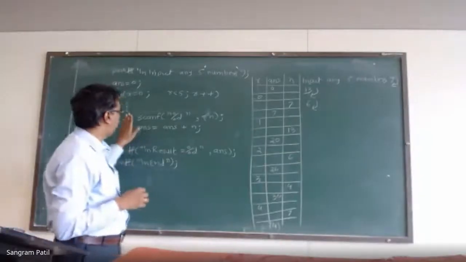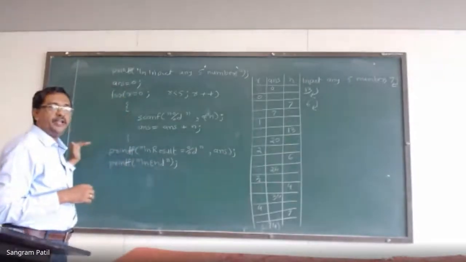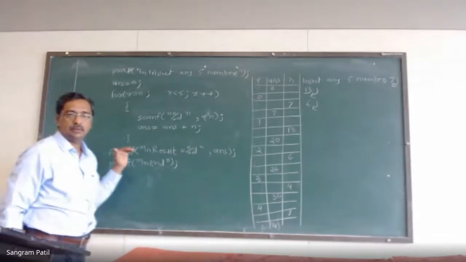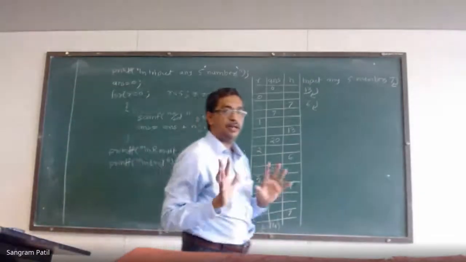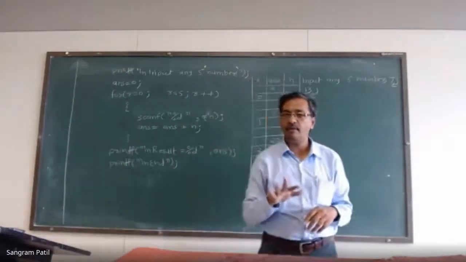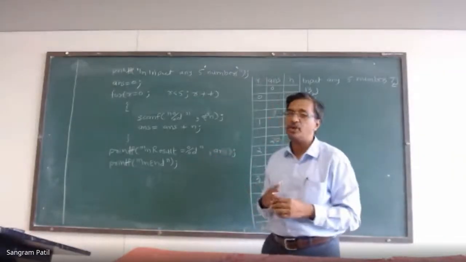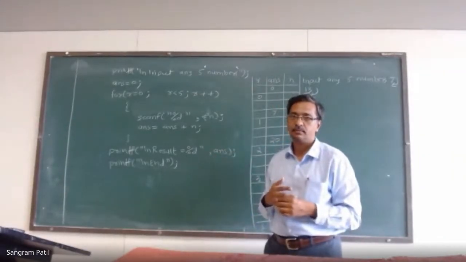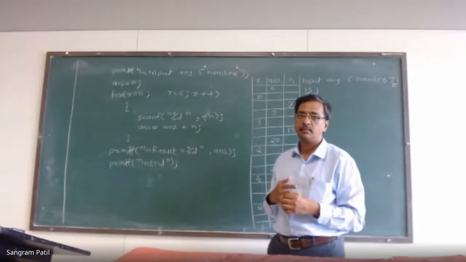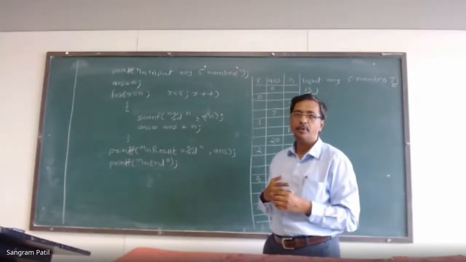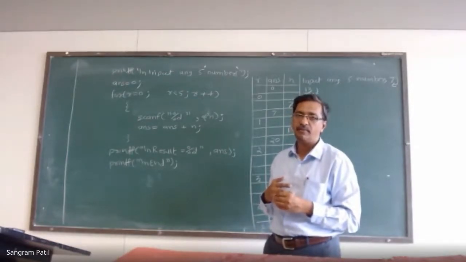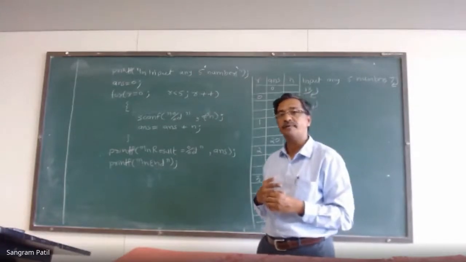Input 5 numbers and perform their addition using for loop. Write a program to read 5 numbers and display addition of 5 numbers. The question will be: write a program to read 5 numbers and display addition of 5 numbers. Clear? Write a program to read 5 numbers and to display addition of 5 numbers.